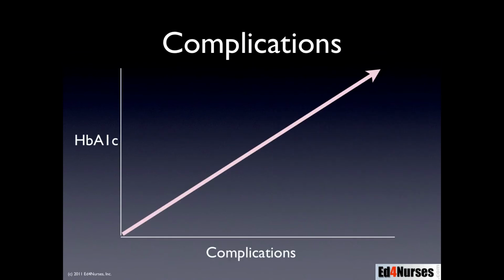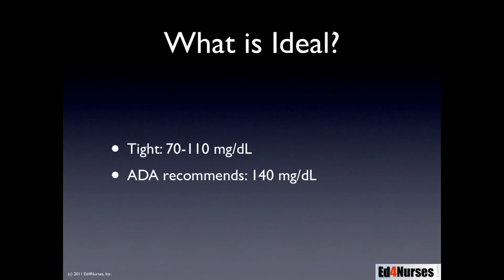One thing we do know is that the higher that blood glucose goes, the higher the chance there is of long-term complications associated with it. So we do want to have the lowest possible blood glucose we can have without causing the opposite complication, which is hypoglycemia. So what is ideal? Well, ideal might be having a tight blood glucose concentration between 70 and 110.